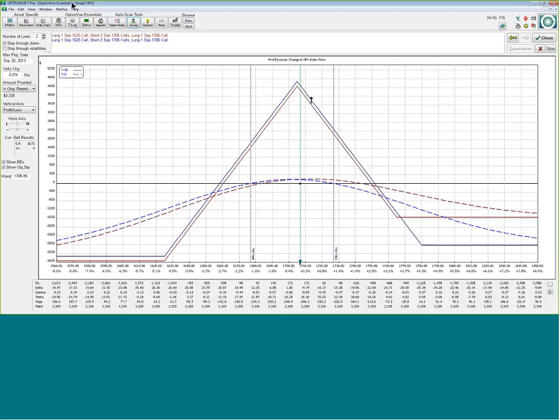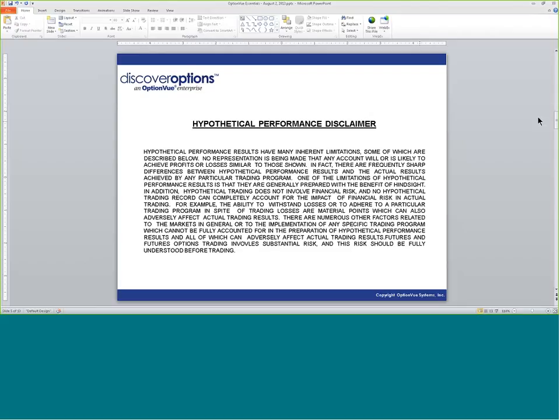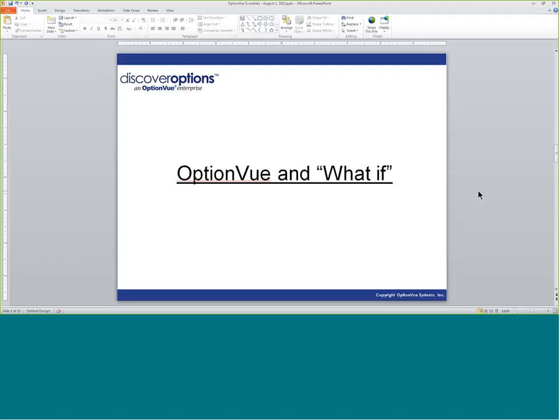You'll notice this is a blue graph. This is a blue position, red graph, red position. I like it compared to any other vendors. But I'm going to go back to our regularly scheduled program. You will not find a program out there that makes it easier to look at risk analysis. And the ability to superimpose is just superb. So, gosh, that's a hypothetical disclaimer, so don't do anything I say to do. So let's look at OptionVue and what if. And that's one of the things I just looked at right now.